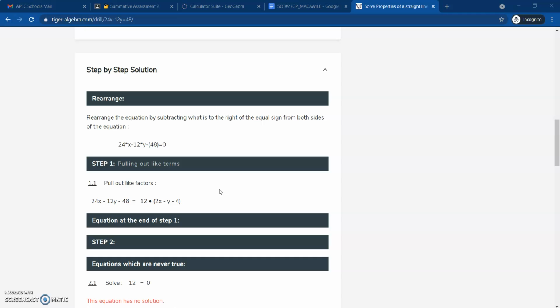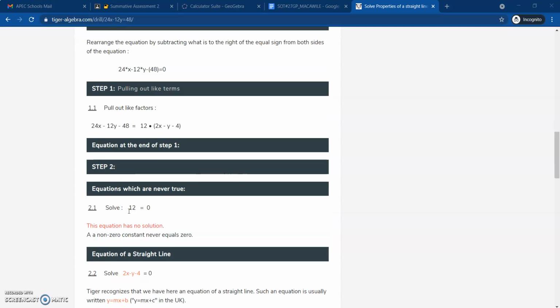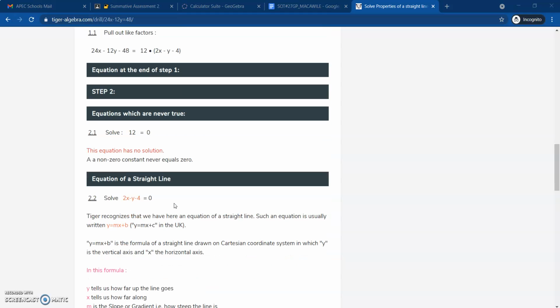So, step-by-step solution. We rearrange the equation by subtracting what is to the right of the equal sign from both sides of the equation like this. Okay? So 24 times x minus 12 times y minus 48 is equal to 0. Step 2. Equations which are never true. The slope here is 12 is equal to 0, and the equation has no solution. A non-zero constant never equals 0.